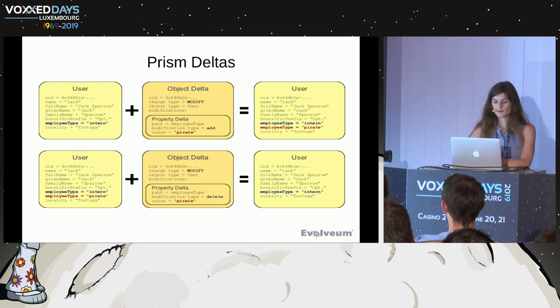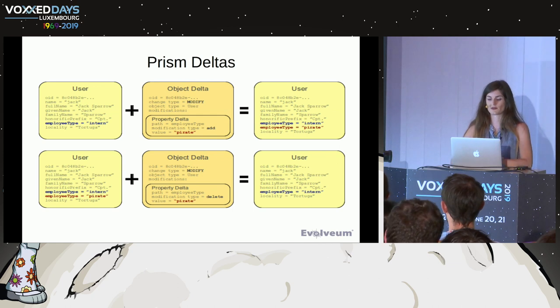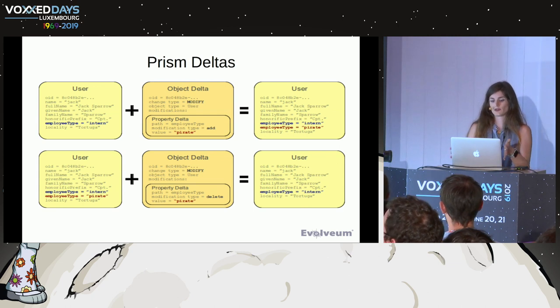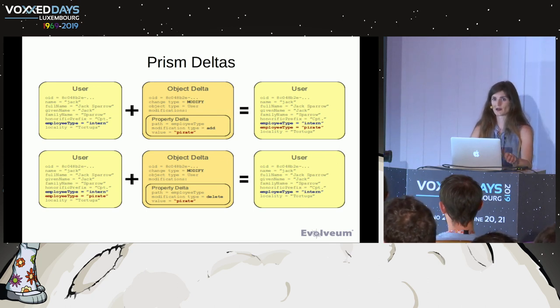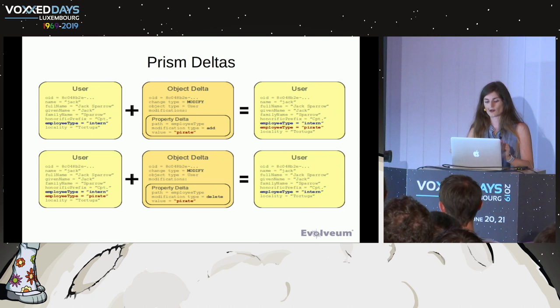For example, if you look at the pictures, you can see an example of adding an attribute. We don't care if the user has 2, 3, 5 employee type attributes before. We just tell that, okay, we need to add a new attribute, employee type, with value pirate. And at the end, after applying this delta, the user will have all the attributes he should have. The same applies when removing values. But again, without knowing the schema, we probably wouldn't be able to do this.